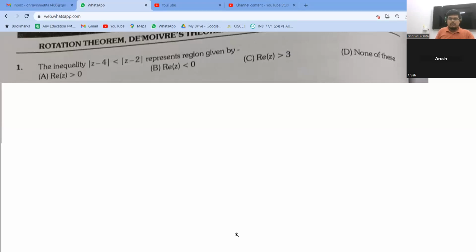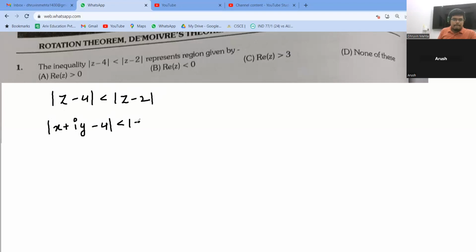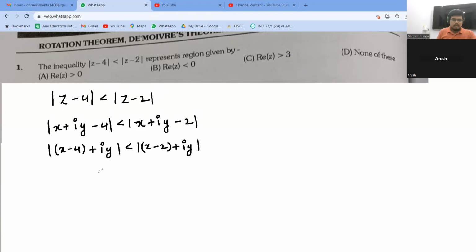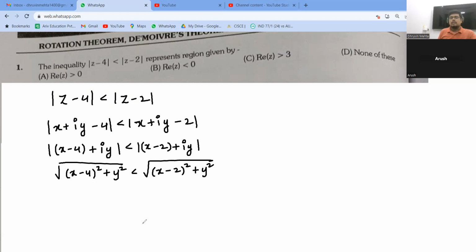So let's take this first, Arush. The inequality mod of z minus 4 less than mod of z minus 2 represents which region? See, z is x plus iy. So now we have mod of x minus 4 plus iy less than mod of x minus 2 plus iy, which means it is root of (x minus 4) the whole square plus y square less than root of (x minus 2) the whole square plus y square. Are you following this?